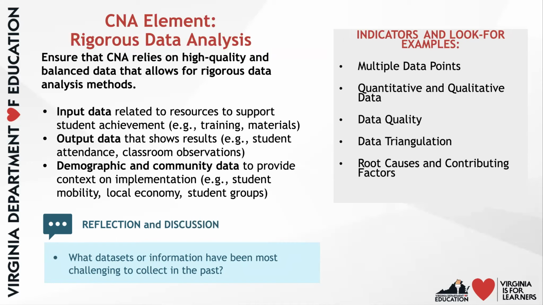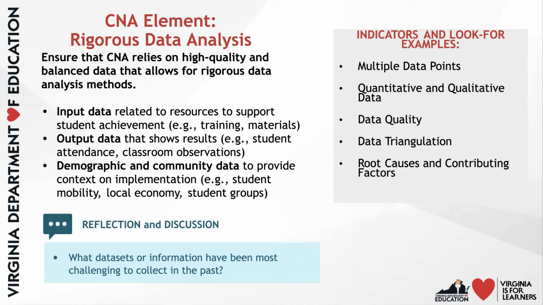Which leads us to the rigorous data analysis. This is defined by multiple data points, quantitative and qualitative data. Data quality is addressed. Data triangulation and the root cause and contributing factor lens is considered here. Ensure you have the input data. This is related to the support of student achievement, like training or even materials. You have your output data. This is where you're showing those results, telling one story, what has happened with attendance, your observations, your assessments. And then you may look at your demographic and community data to provide that context.